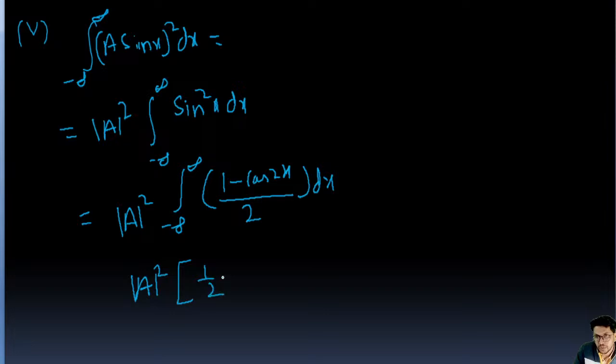Now this is going to be mod a square, 1 by 2 x minus 1 upon 4 sin 2x, from minus infinity to plus infinity. We have integrated, right? And this value tends to infinity, which means it is not square integrable. So psi is not square integrable, so this fifth condition is also not satisfied.